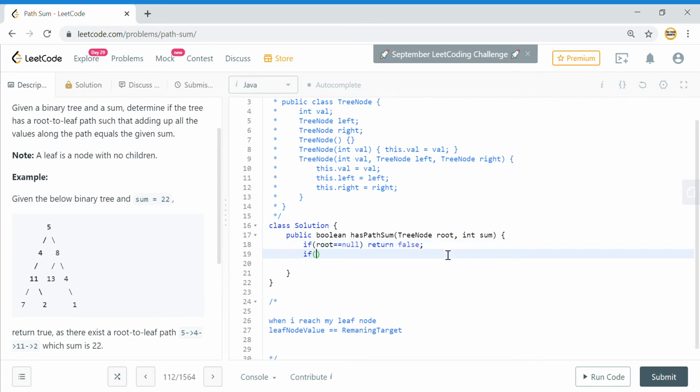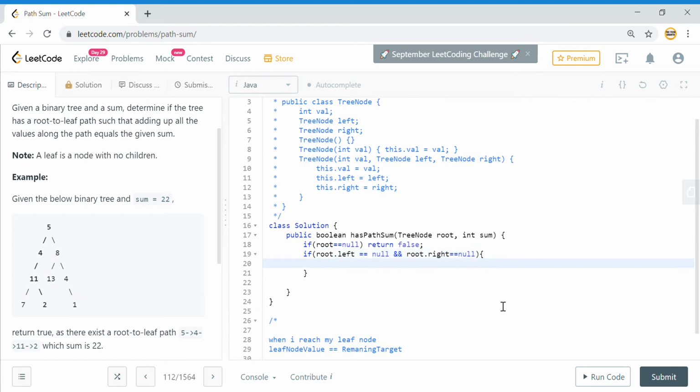Then we'll put one more condition here: if root.left is equal to null and root.right is also equal to null, it means that I am at my leaf node, both my left and right child are null.